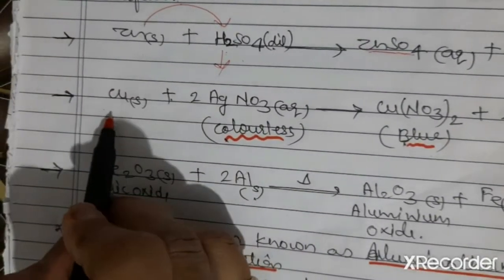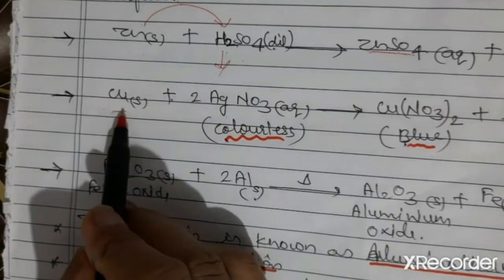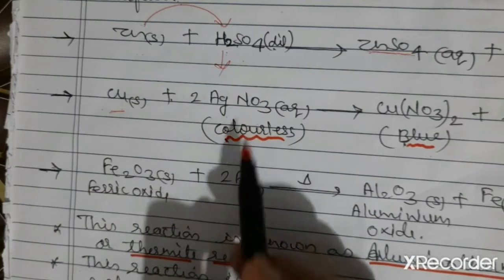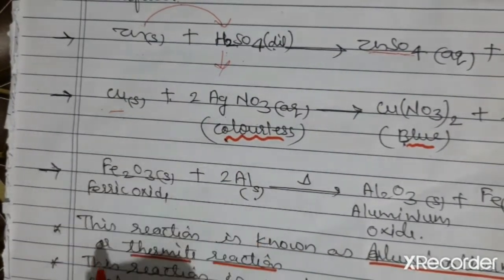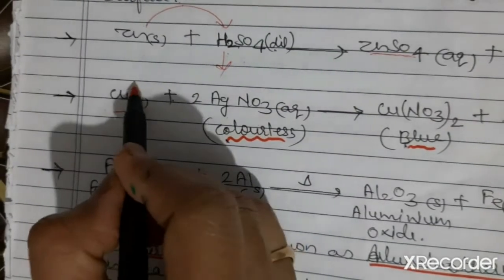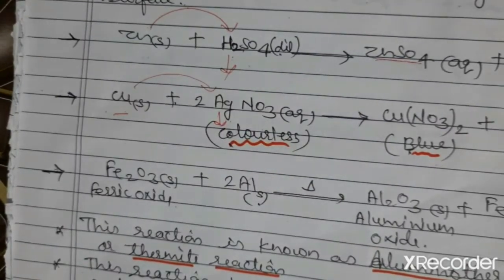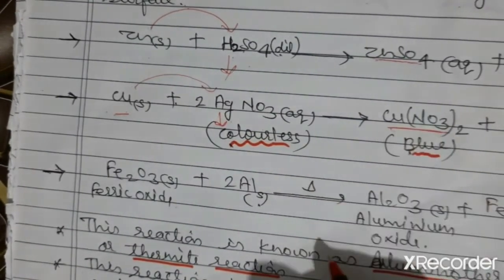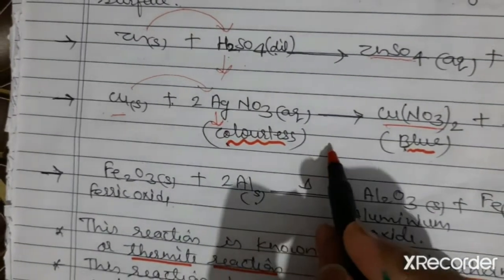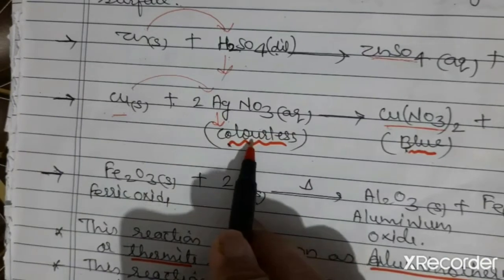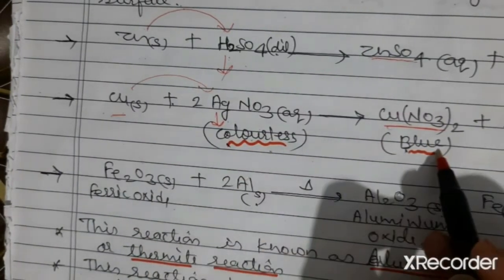Next example here, copper when react with silver nitrate. When copper metal is placed in silver nitrate solution, which is colorless, since copper is more reactive than silver, it displaces silver from its aqueous solution and forms copper nitrate solution, and now silver is free. In this reaction between copper and silver nitrate, we observe the colorless solution of silver nitrate turns blue.